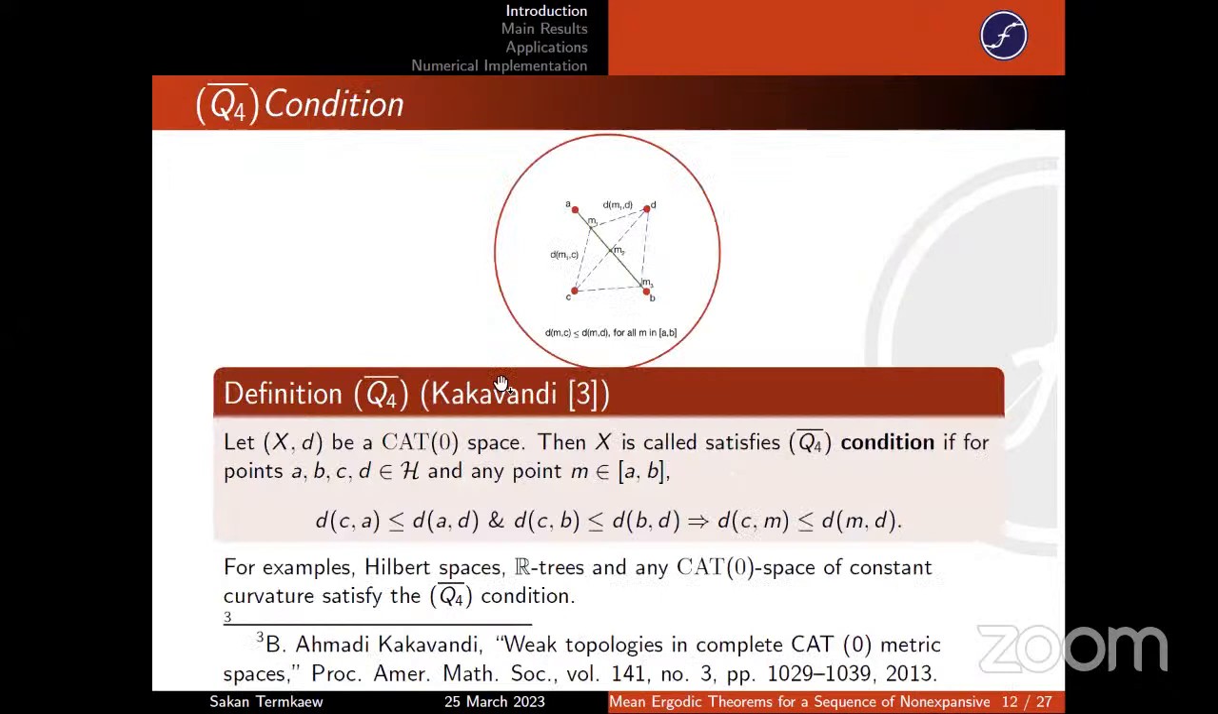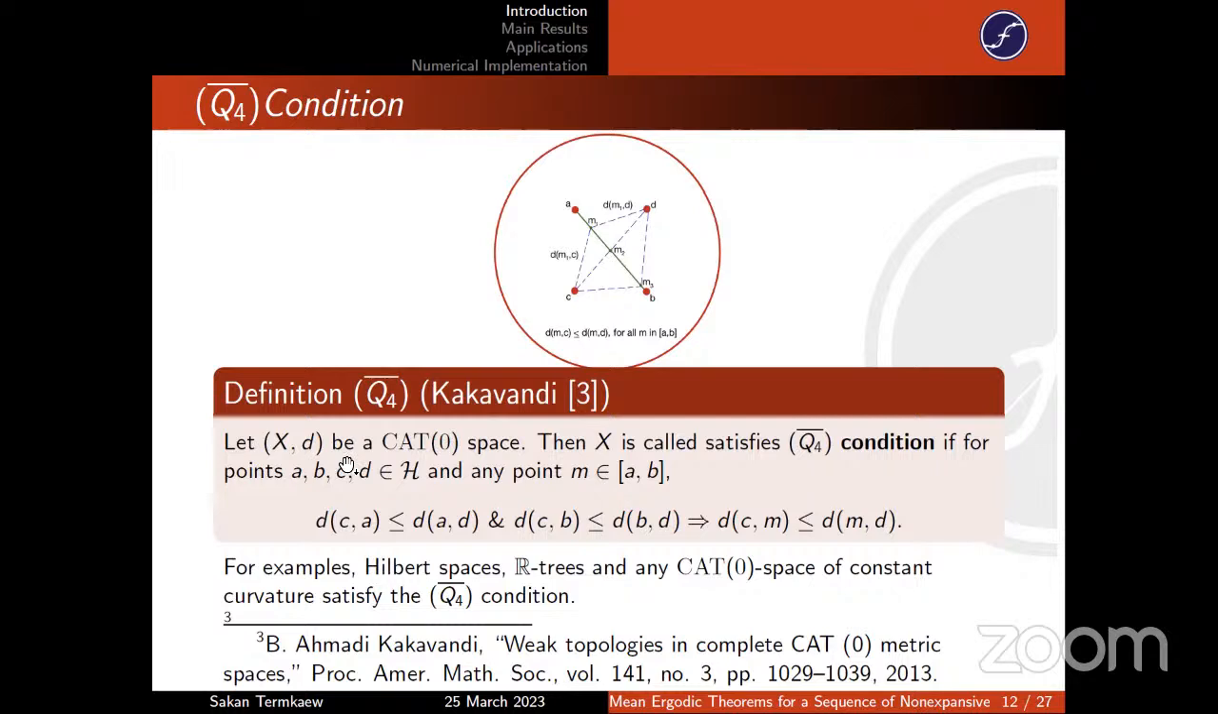Okay, and the last one is a special condition of subset, which we will add to subset in our main results, namely the Q4 bar condition. This condition was introduced by Kakavandi in reference T. Okay, let's add DB capital space.